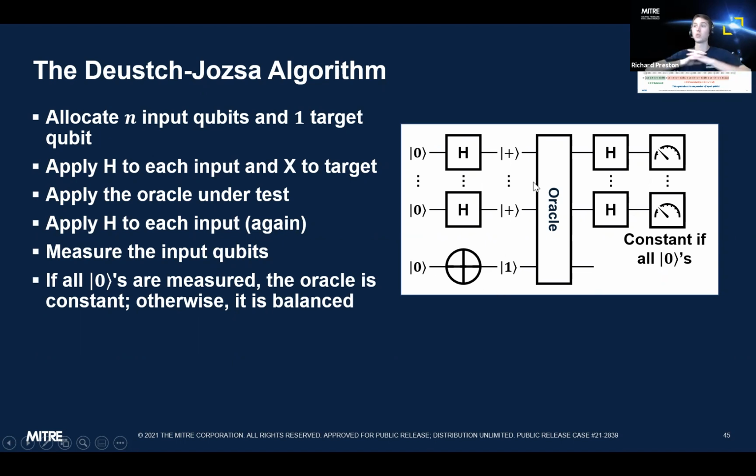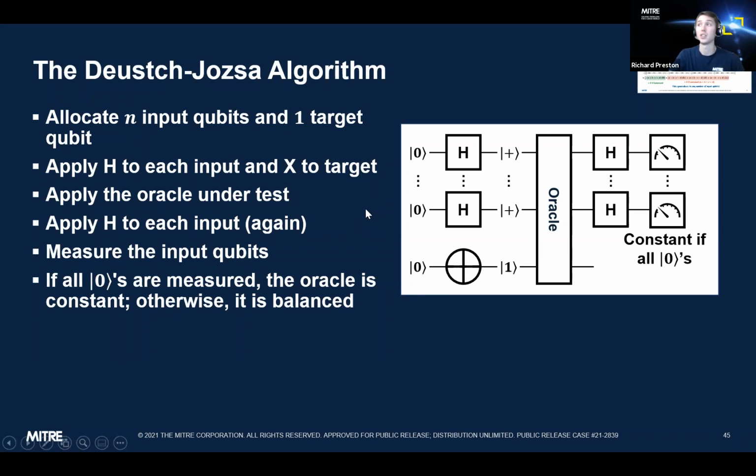Really what this means is we're going to put all the input qubits in a uniform superposition. In other words, any input combination being measured is equally likely. Each qubit, if I measure them independently, is 50% 0, 50% 1. Then we're going to apply the oracle under test, and then we're going to apply H to each input qubit again, and measure the qubits. If all zeros are measured, the oracle is constant. Otherwise, it's balanced. So why does this work?